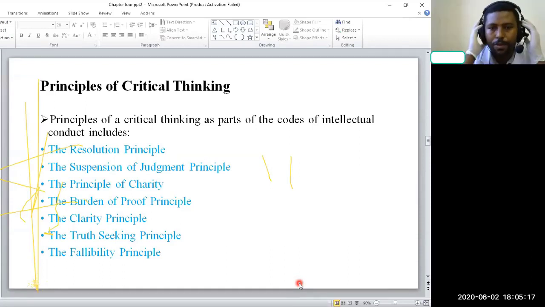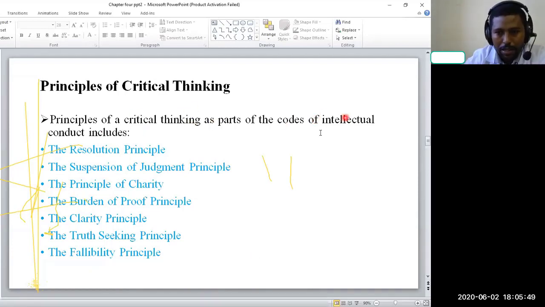So we have seen the 5 basic principles of good argument. Now let us see the principles of critical thinking. As I have told you, the principles of good argument and the principles of critical thinking are reinforcing each other. As intellectuals, we must apply these principles to make our discussion better and very effective.